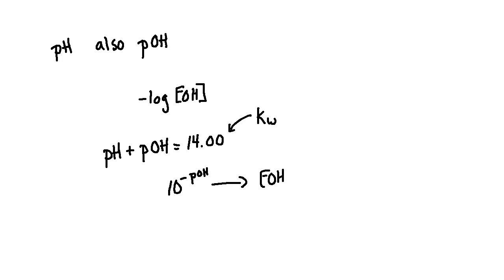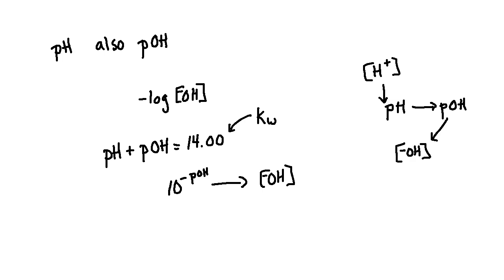Okay, so that's pretty useful because you don't need to know the hydroxide concentration in order to get here. You don't even have to know the pOH. If you can determine the H plus concentration, then you can determine the pH. And if you can determine the pH, you can determine the pOH because it's related through kW. And if you can determine the pOH, then you can determine the hydroxide concentration. So these two, when we're dealing with aqueous solution, are intertwined with one another.